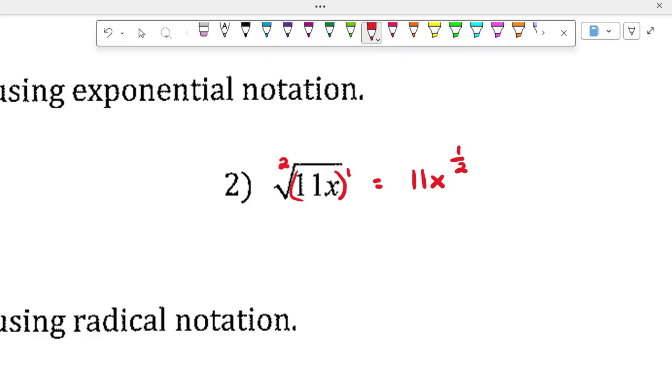Now, there's something wrong with this picture. What am I missing? I need to put parentheses around the 11x. Why do I need to do that? Right. In other words, I need to make sure this 1/2 isn't just connected to the x. If you don't put parentheses around the 11x, you're saying the 1/2 is exclusively connected to the x. So if you did 11x to the 1/2, that is the same thing as 11 times the square root of x. Not the same thing. So parentheses matter in this case.